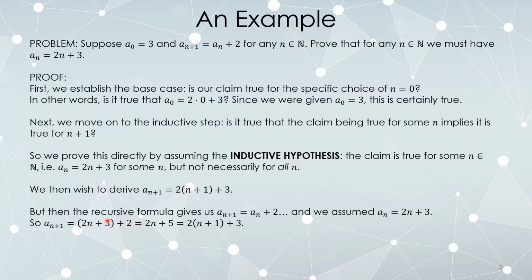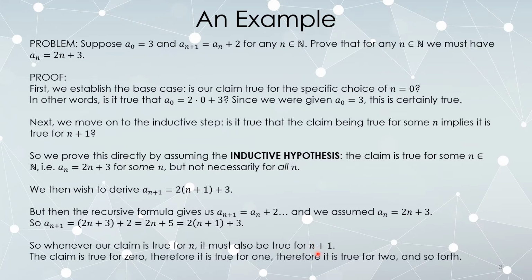Now, 2n plus 3 plus 2 is simply 2n plus 5, which is actually the same thing as 2 times n plus 1 plus 3, distributed as follows. And that's exactly what we were trying to prove, that a sub n plus 1 is 2 times n plus 1 plus 3. And we proved that right here. Using the assumption that our desired claim was true for n, and the recursive formula that was given at the beginning of the problem, we were able to show that our desired formula holds true for the next index n plus 1. So whenever we get to assume our claim is true for some n, it must be true for n plus 1.